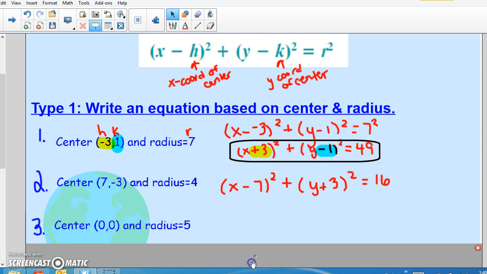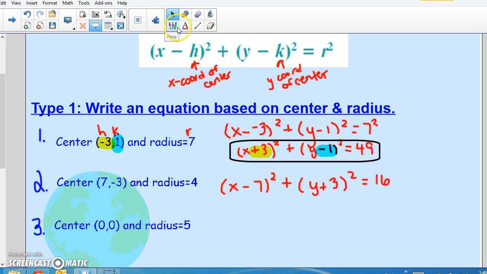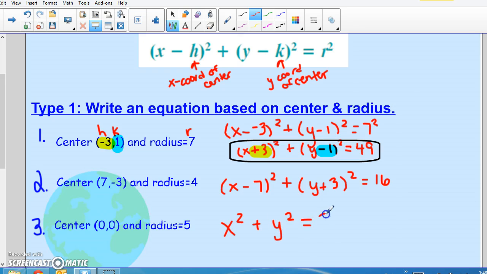Finally, for the last example of this type, and again, pause if you need more time to copy, or feel free to rewind to revisit something. If the center is (0, 0), let's think about what's going to happen when we plug that in. It's going to be x minus 0 squared. Well, if we subtract 0 from anything, it's just going to be the original value. So this is just going to look like x squared plus y squared equals 25, because the zeros are going to simplify so that we're just left with x and y.